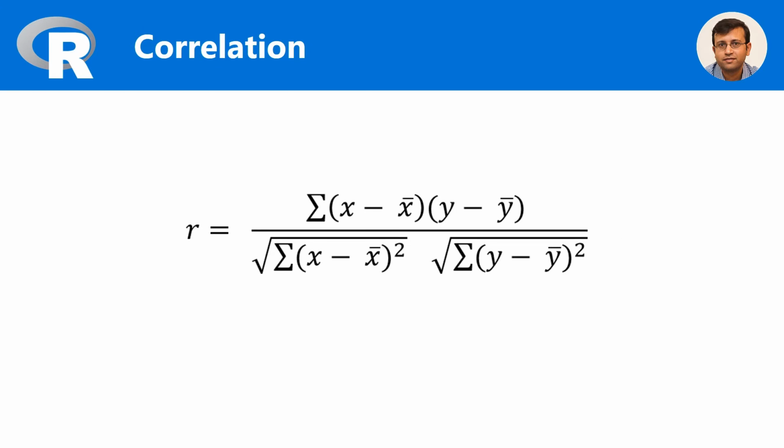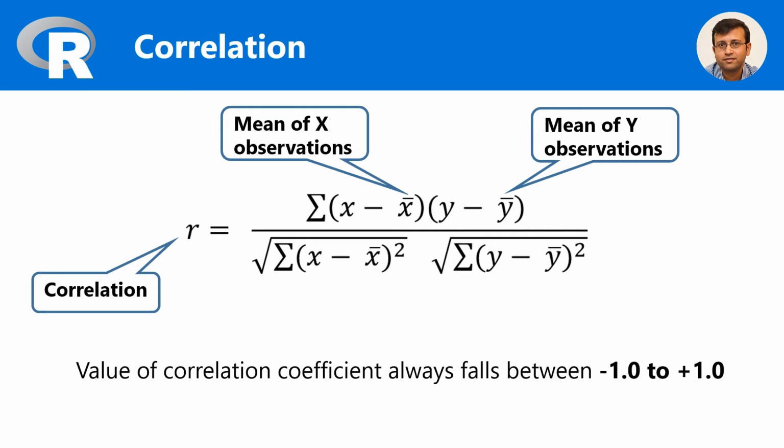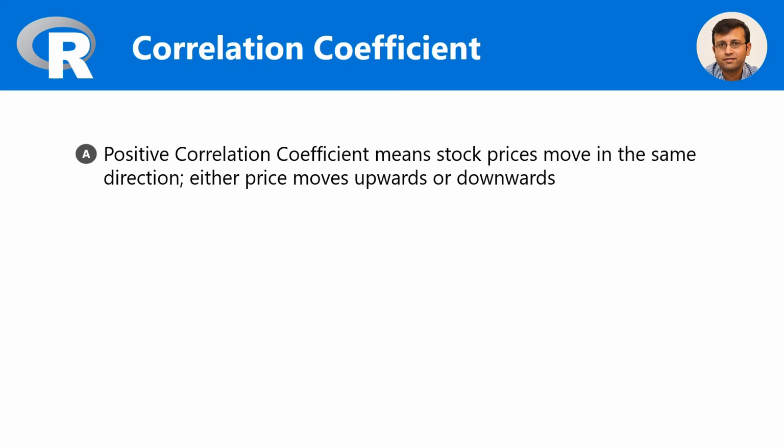The correlation is computed using this mathematical formula, where R is the correlation coefficient and X dash and Y dash are the means of the two observations. The result of the correlation coefficient can be positive or negative, but the value will always be between minus 1.0 and plus 1.0. A positive correlation means stock prices move in the same direction. When the correlation coefficient is 1, it is a perfect positive correlation. This implies that as one security or stock price moves either up or down, the other security or stock price moves in the same direction.